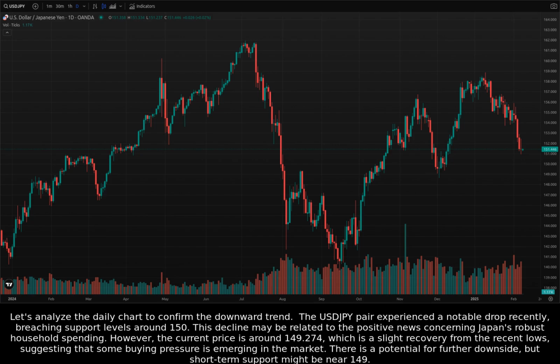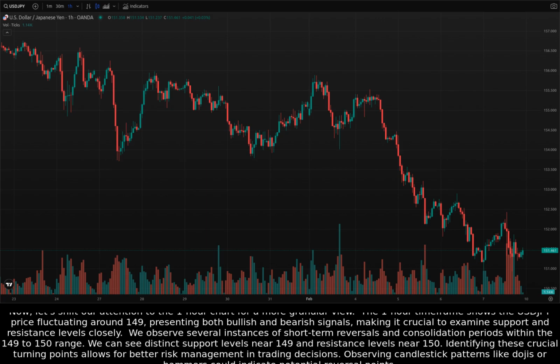However, the current price is around 149.274, which is a slight recovery from the recent lows, suggesting that some buying pressure is emerging in the market. There is a potential for further downside, but short-term support might be near 149. Now, let's shift our attention to the 1-hour chart for a more granular view.